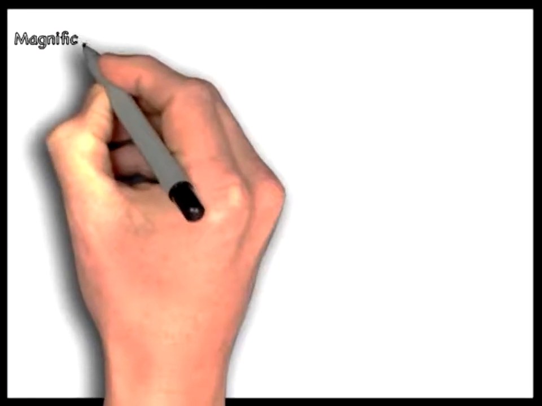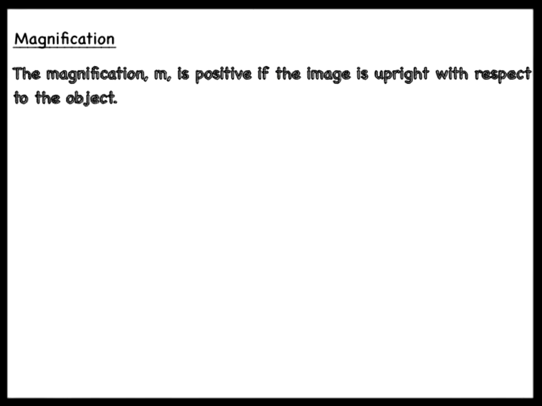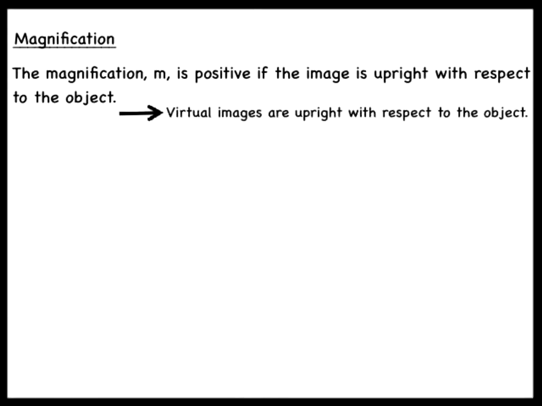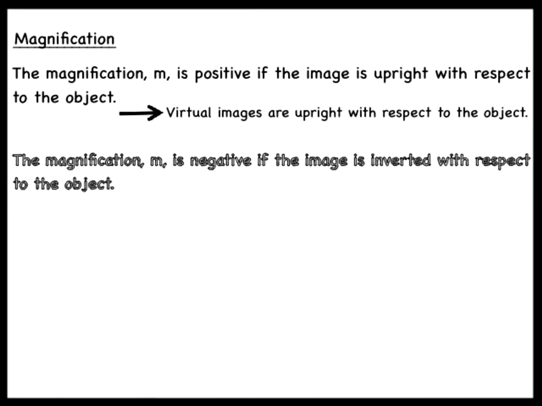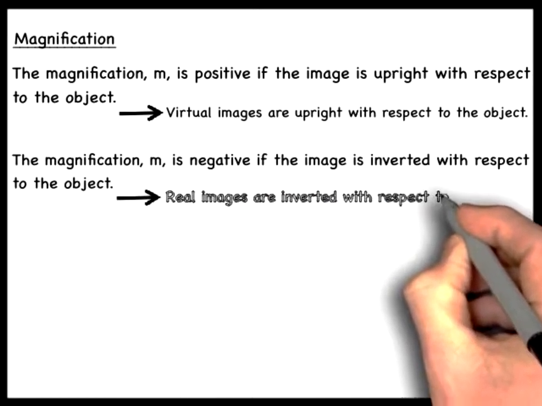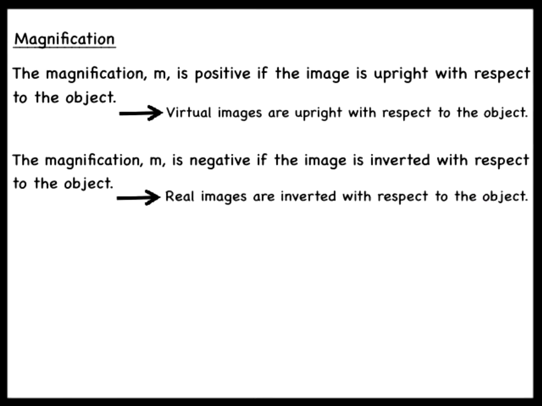Finally, the magnification M is positive if the image is upright with respect to the object. For this to occur, the image distance must be negative, which means the image is virtual. Therefore, virtual images are upright with respect to the object. If M is negative, then the image is inverted, or upside down, with respect to the object. For M to be negative, the image distance must be positive, which means a real image. Therefore, real images are inverted with respect to the object.